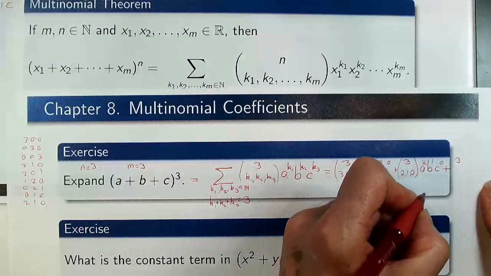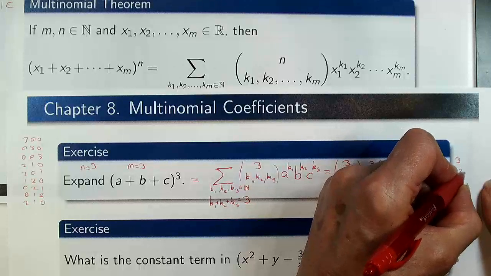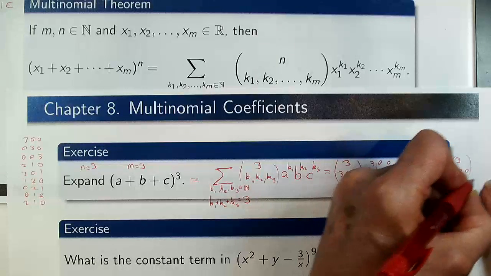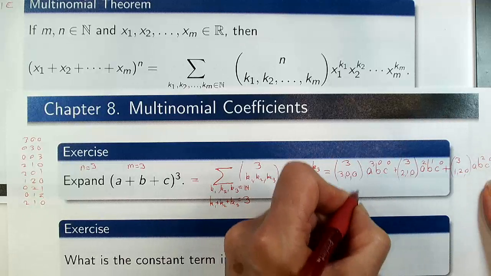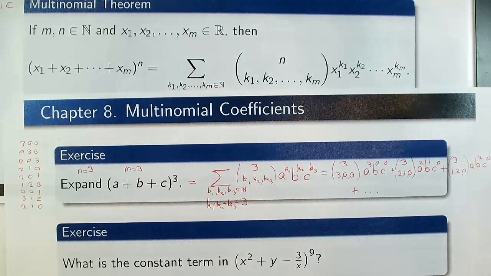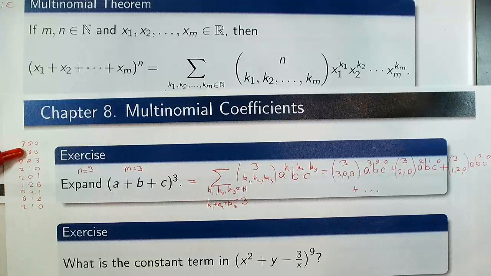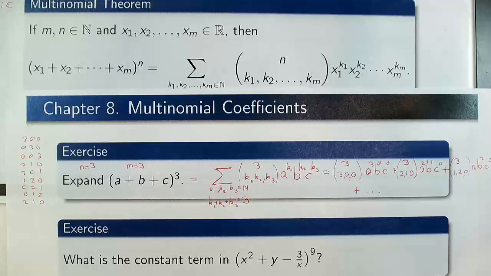Let's do 3 choose 1, 2, 0. That's a to the 1, b squared, c to the 0, plus... All right, now I'm going to put dots because I will run out of room. It's not hard to do. If I had a whole space here, I could fit them in, but there's quite a few terms. There's 1, 2, 3, 4, 5, 6, 7, 8, 9, 10 terms. That's all. Not many. And then we can find the constant term here.